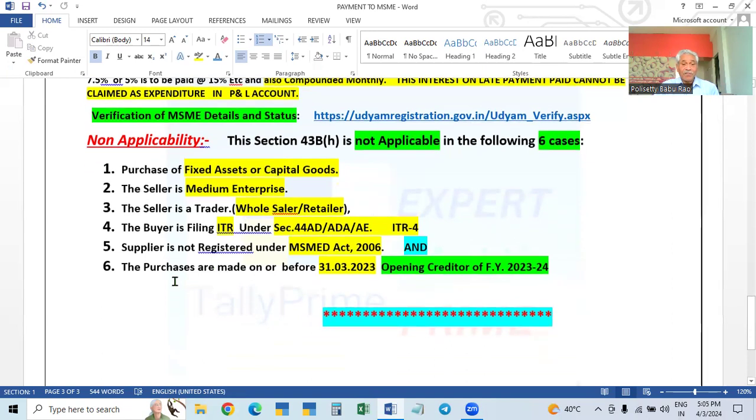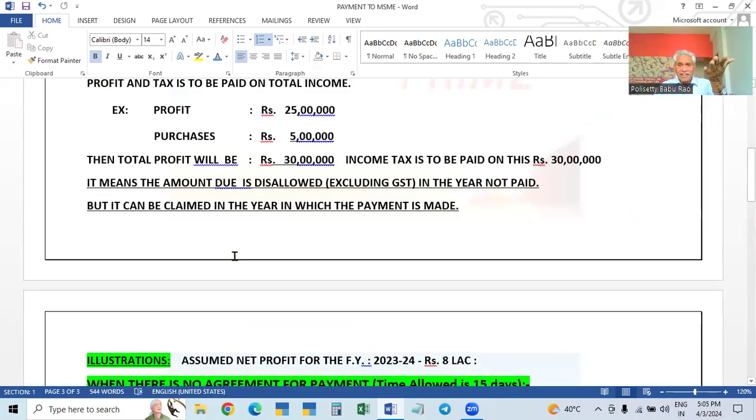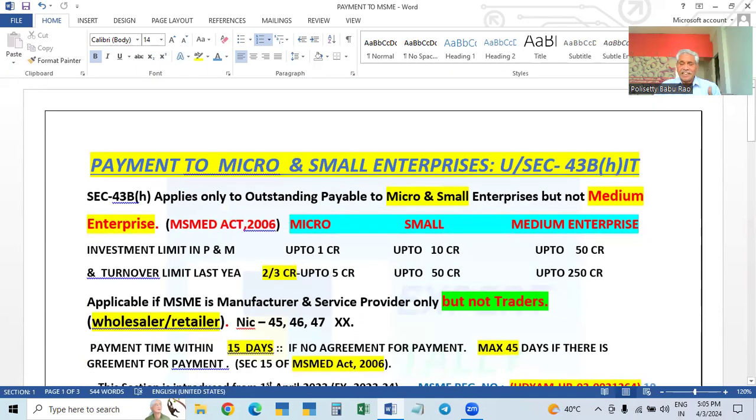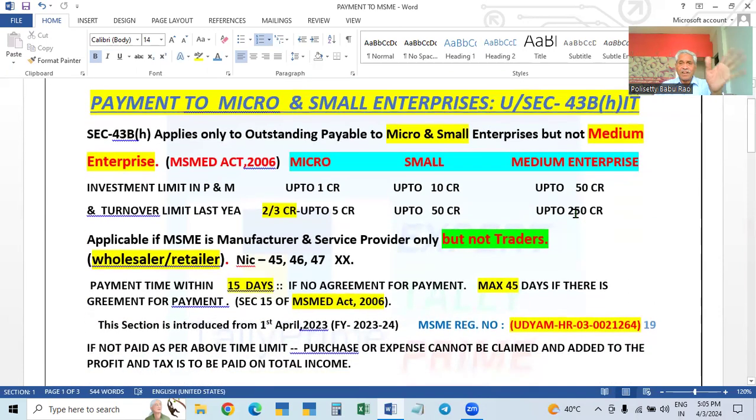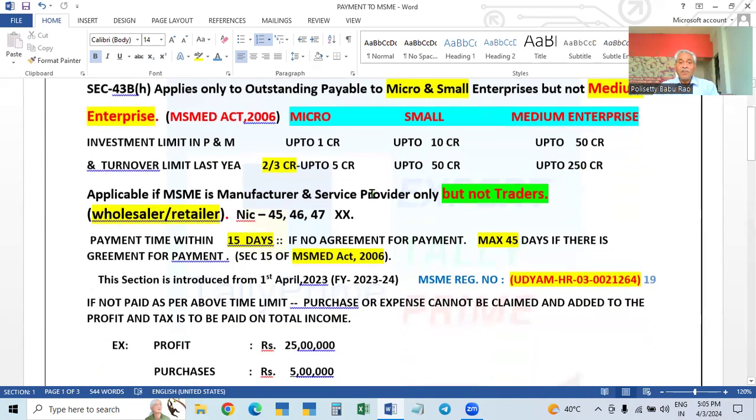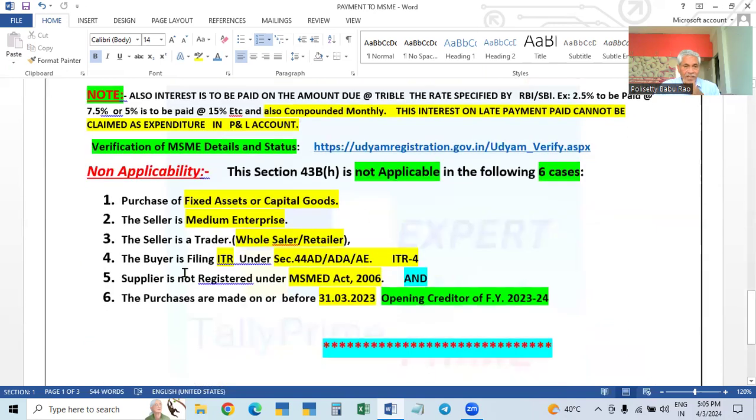Number 5: if the supplier, that is the creditor, has not registered under the MSME Act, then there will be no liability to pay within that period. So this section will not be applicable if the supplier is not registered under the MSME Act.